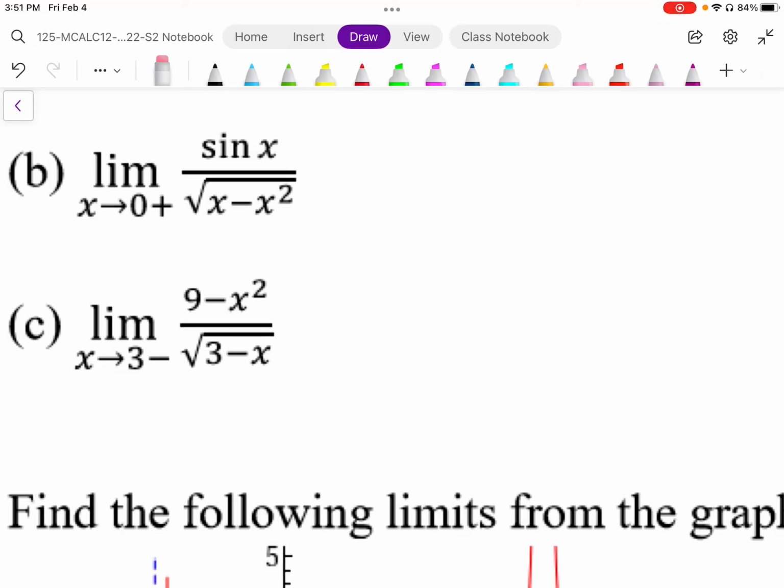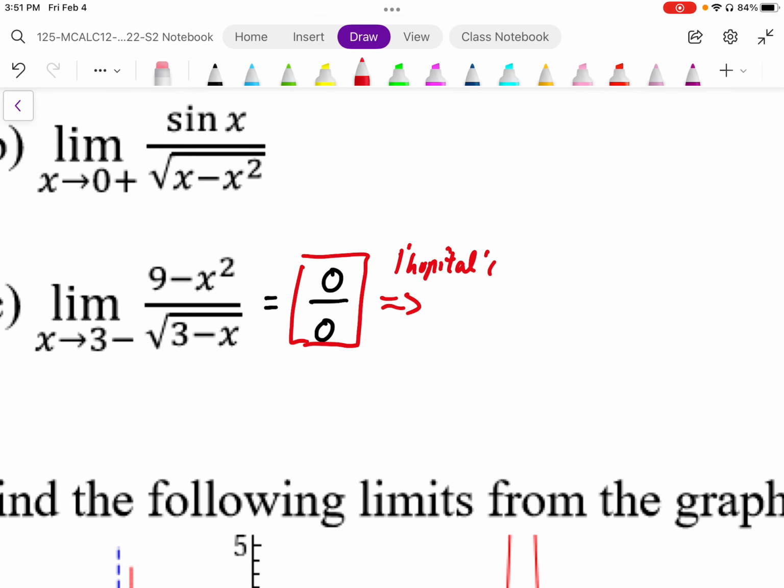So in this example here, when I plug in my value, I end up with 0 over square root 0, which is 0. So I do have the condition if I want to use L'Hopital's. Okay, so I'm going to use L'Hopital's again. And by the way, L'Hopital's is not always going to be the easiest way to do it. So there are alternatives to this. But I'm going to use L'Hopital's here.